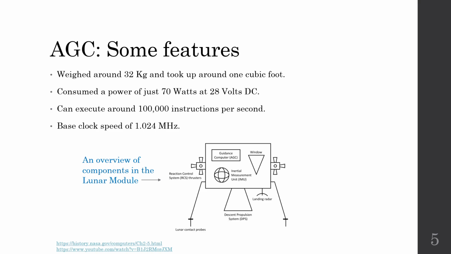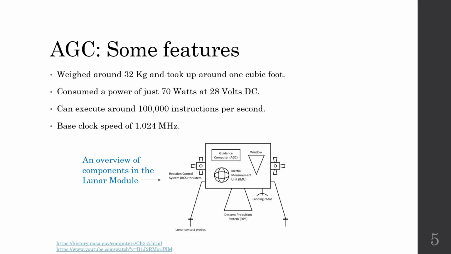Some basic features of the AGC. It weighs around 32 kilograms and took up around 1 cubic foot. It consumed a very small amount of power, just around 70 watts at 28 volts DC. These stats were much less compared to other computers of the same time, like the mainframes and other power-hungry computers, which weighed a lot and took up a lot of space.